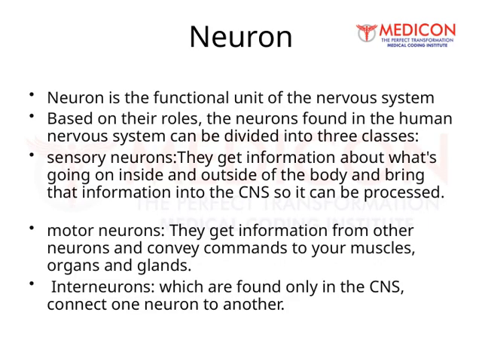Let's take a closer look at the neuron, which is the fundamental building block of the nervous system. Think of it as the nerve cell that carries out the essential functions of communication within our body. Now, based on what they do, neurons can be grouped into three main types.